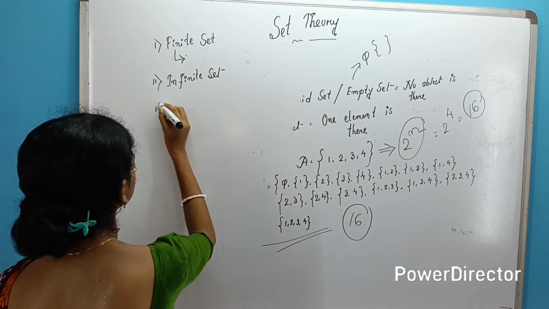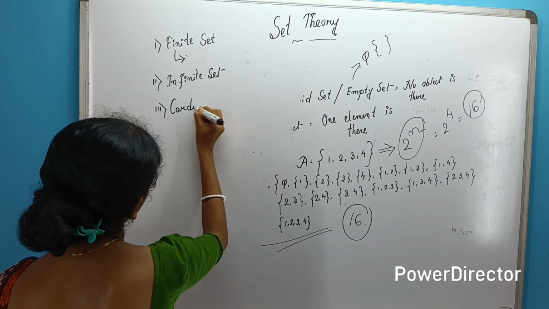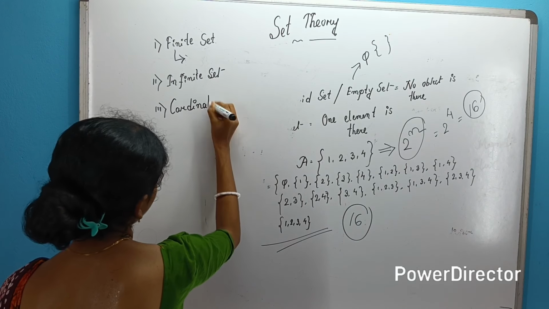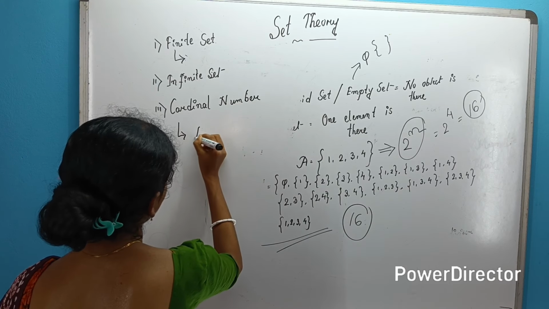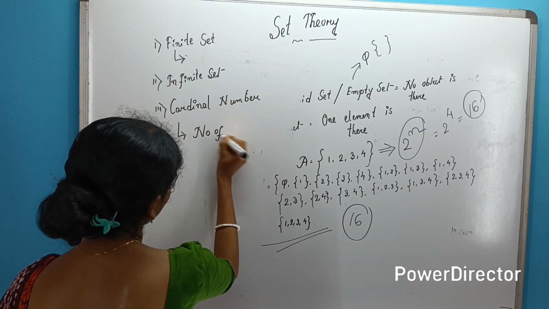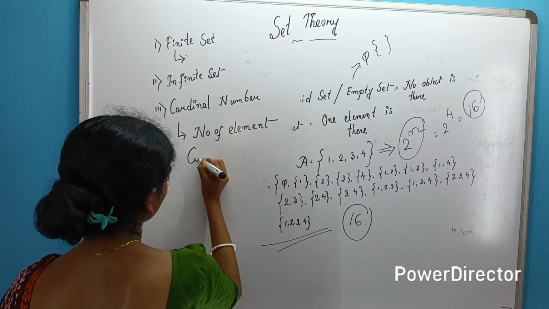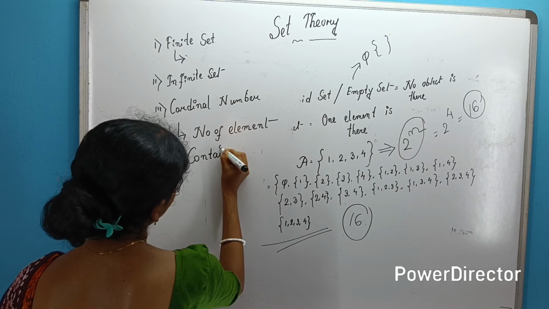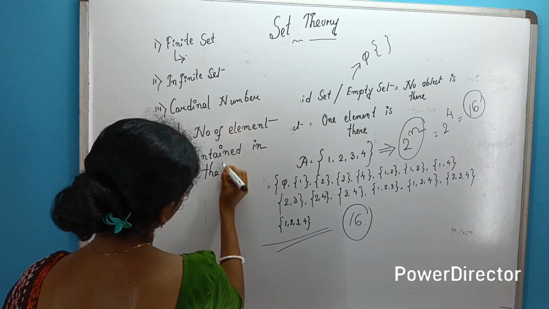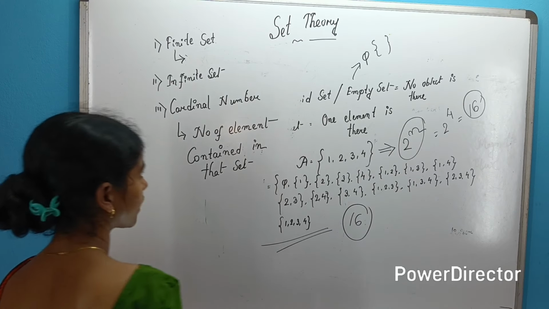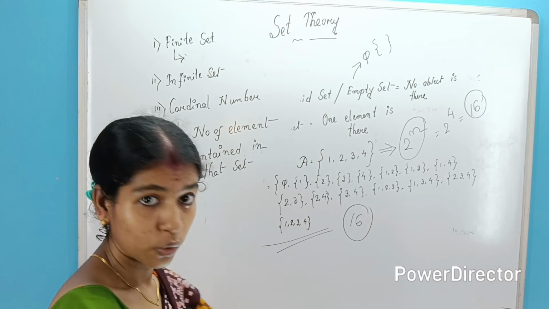Okay, infinite set. Next is cardinality. What is cardinal? Cardinality, or cardinal number. Cardinal number means the number of elements contained in that set. Okay, cardinal number.